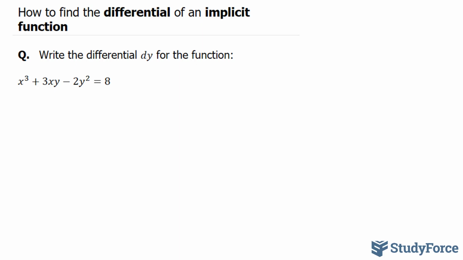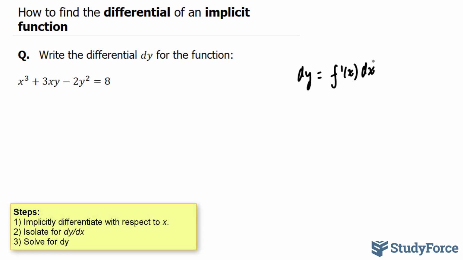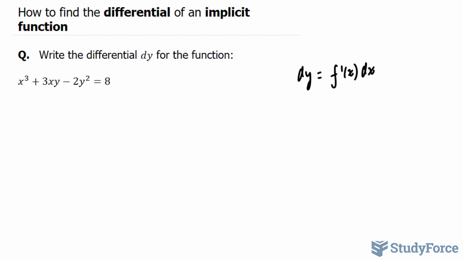Now remember, the differential of y looks like this. dy is equal to f prime at x dx. So what we have to do is find the derivative implicitly in terms of x, solve for dy over dx, and then subsequently solve for dy. Let's start by finding the derivative of x to the power of 3. That part is easy. It's 3x squared.